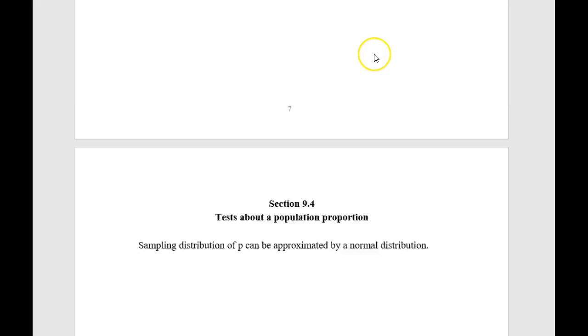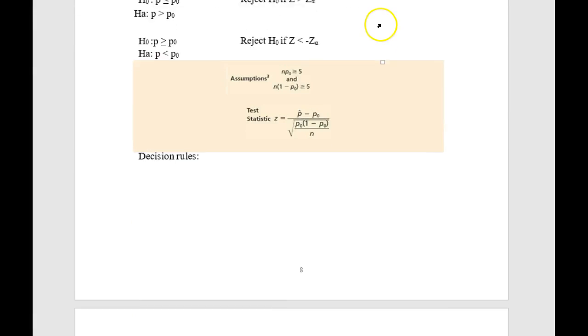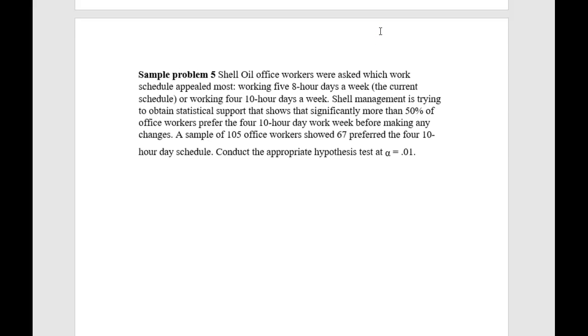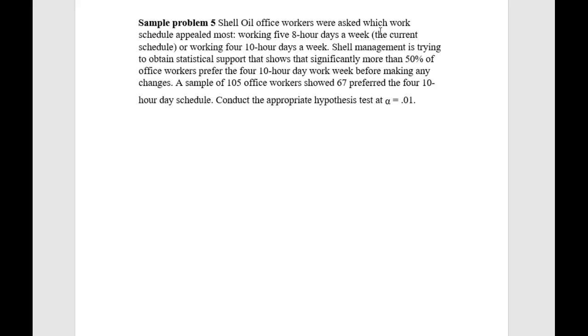So now we're going to skip down to number 5. So number 4 is just another example of the t-test. So now we're going to go to number 5, which is obviously going to be the population proportion test.